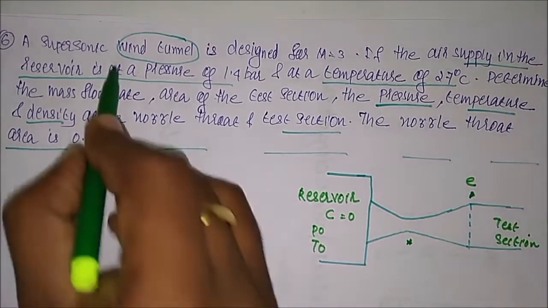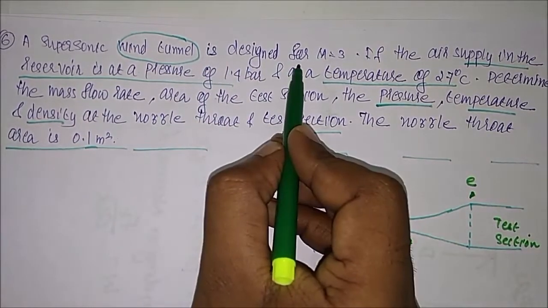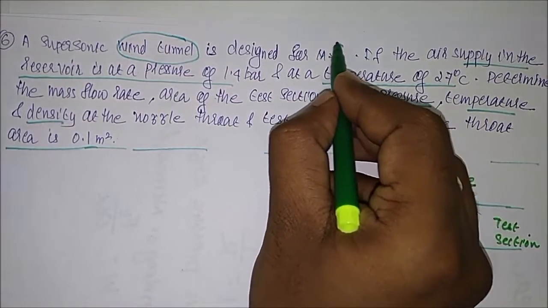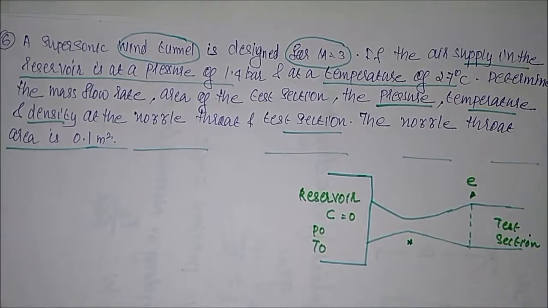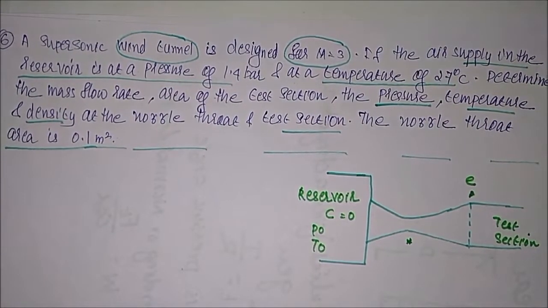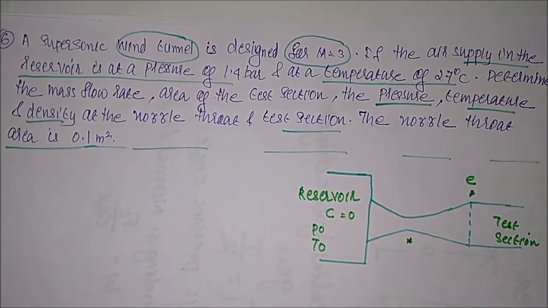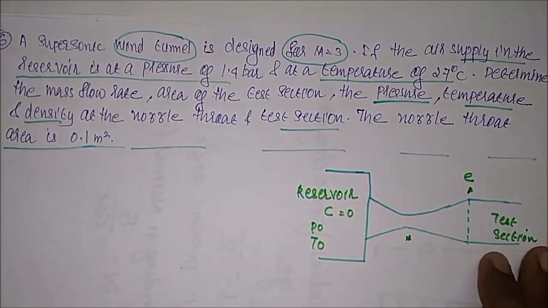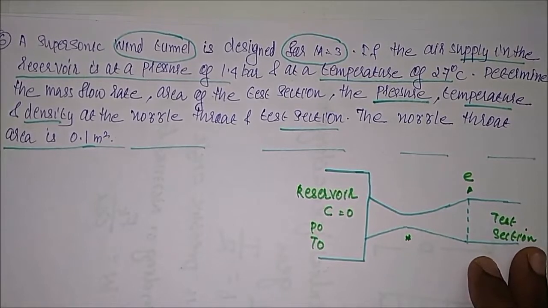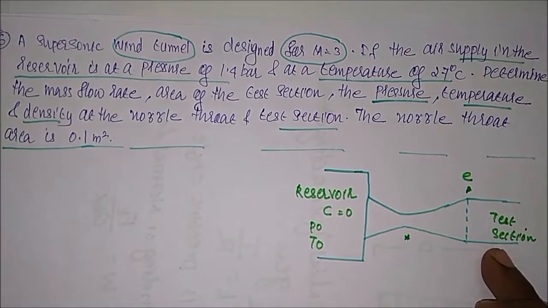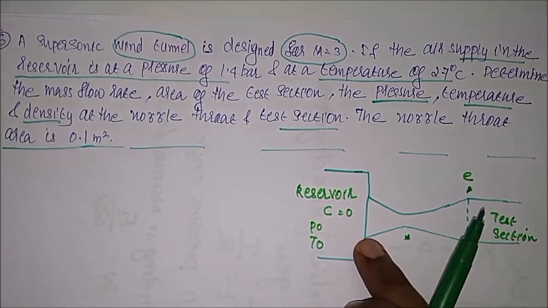A supersonic wind tunnel is designed for Mach number equal to 3. This shape is the supersonic wind tunnel, with the reservoir, nozzle, and test section. The test section is designed for Mach number 3.